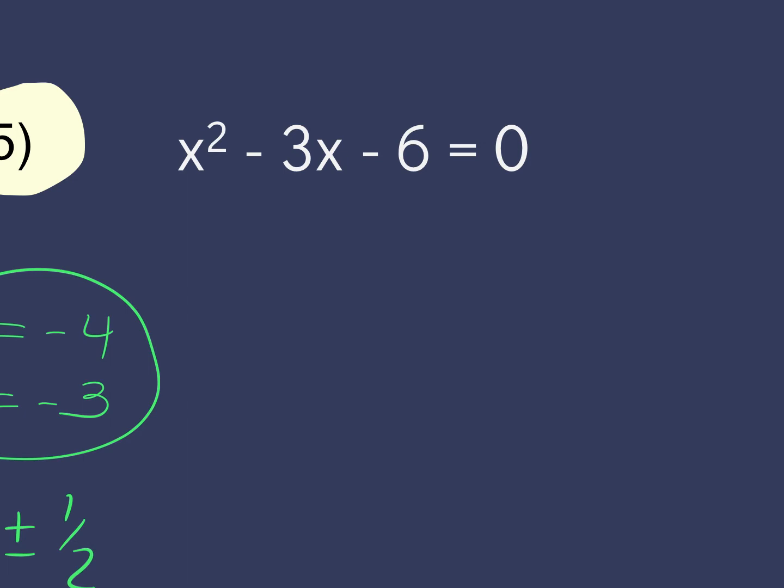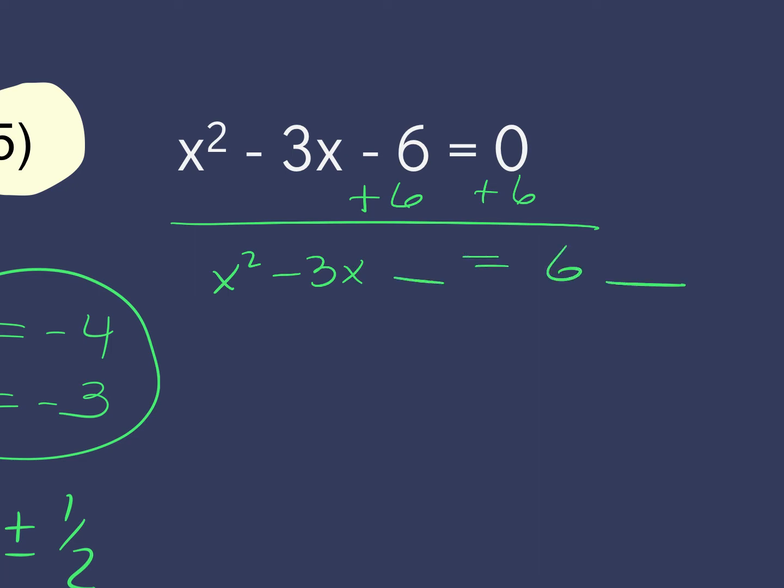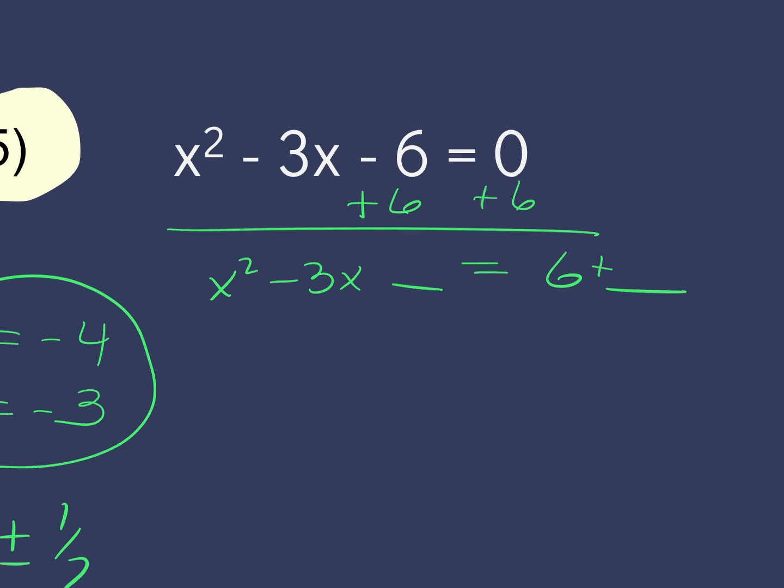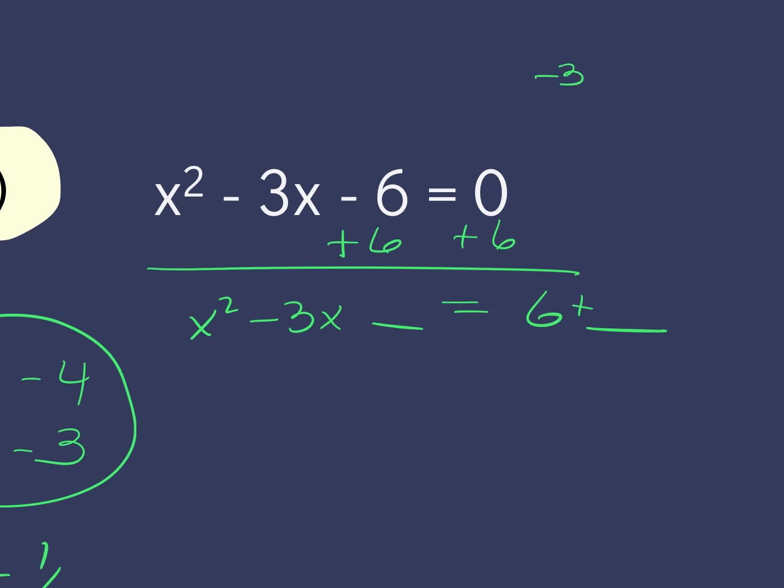We need to move the constant to the other side because we still have a 1 in front of x squared, so we don't have to divide anything yet. So x squared minus 3x, leave a blank space. Move the 6 over, and then I have to figure out what I'm adding to both sides. I take the b term, divide it by 2. So negative 3 divided by 2, square it, and I get 9/4. Positive when you square it. So that's what gets added here.